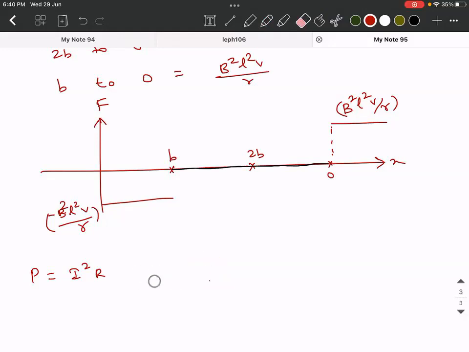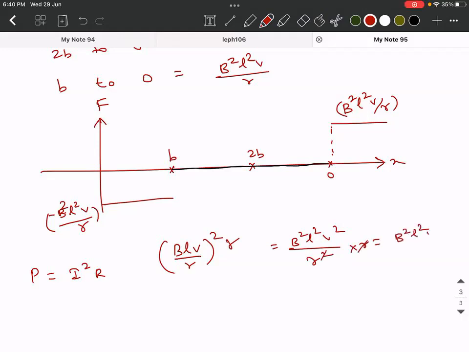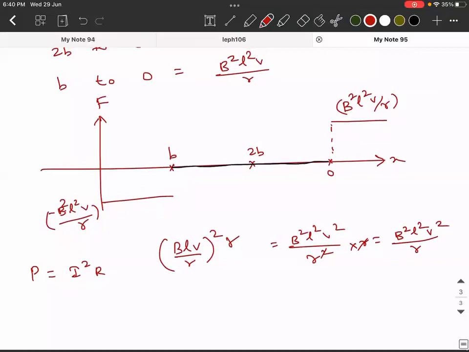See, EMF is BLV, no? By R, the whole square into R. So this will be B square L square V square divided by R, because it will become R square into R, and this and this will get cancelled. So it will be B square L square V square divided by R. Is that right? So when this is the scenario, what can I say?